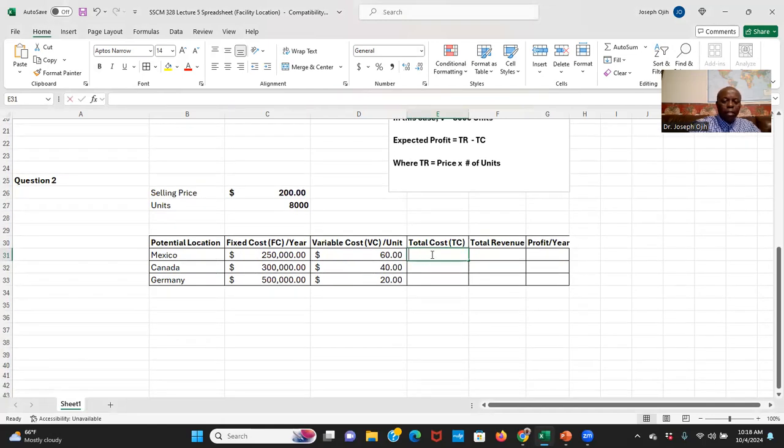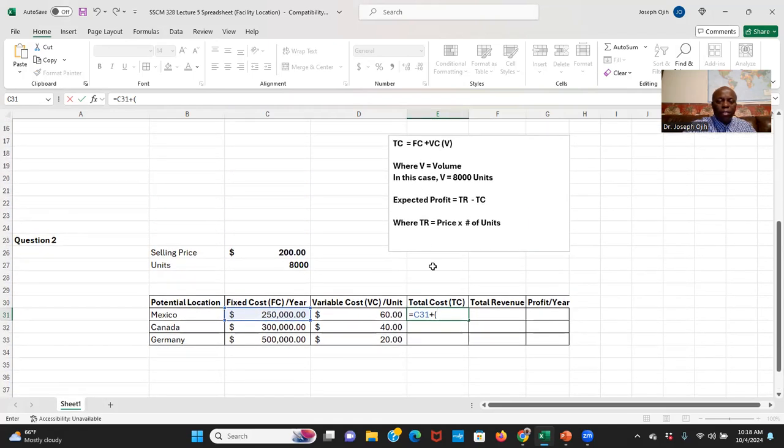Applying it here, equals. Remember, before you do any calculation in Excel, you have to put the equal sign. So the fixed cost is right here, 250, plus, in parentheses, variable cost, VC, which is this one here, $60 per unit, times volume. The volume, the number of units, is 8,000. So we're going to put 8,000 right here and close the parentheses.